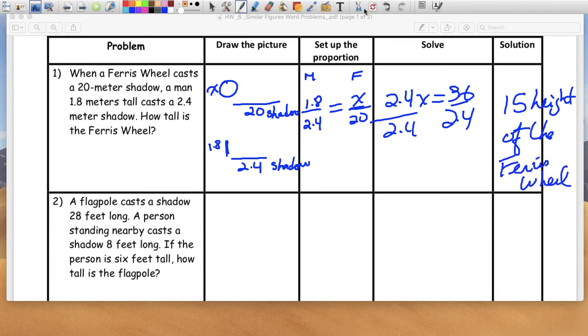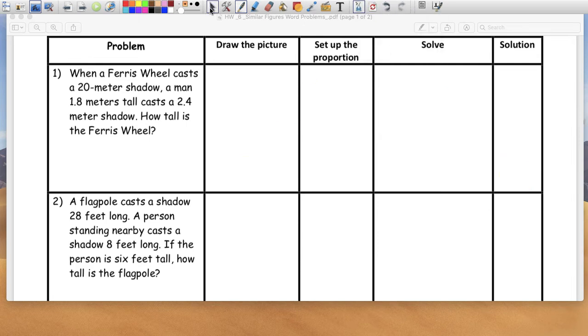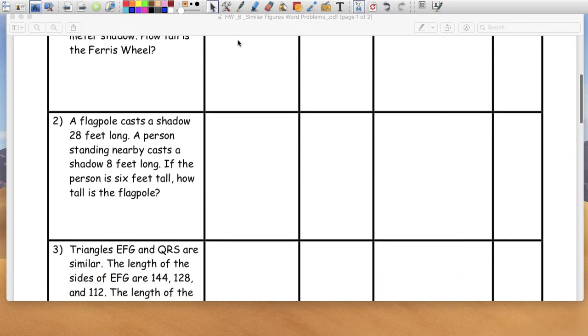Problem 2 is a flagpole, and again, I think we did this in class, but just in case. We have two items here: a flagpole, and its shadow, which is 28 feet. We don't know the height, so I'm going to call this y. And there's a person here, and he has a shadow that's 8 feet long, and that person is 6 feet. So we're going to set up a proportion.